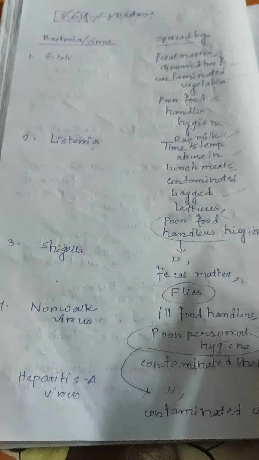Norwalk virus is spread by ill food handlers, poor personal hygiene and contaminated shellfish. Last is hepatitis A virus, spread by poor personal hygiene and contaminated water.